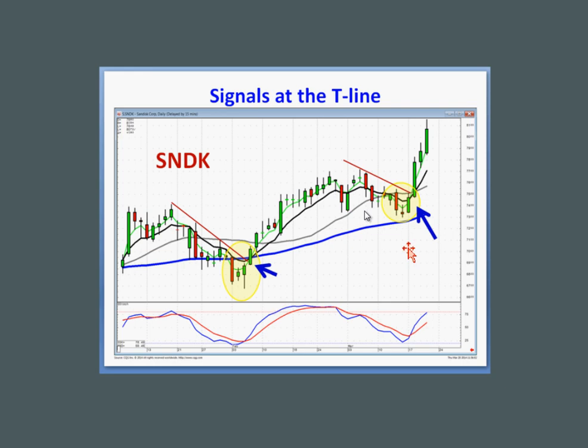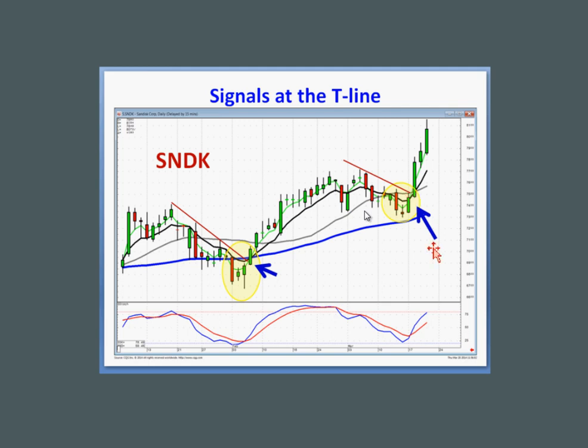Doesn't matter what type of chart setup you have. SanDisk broke this downtrending channel. Bullish Harami confirmed, close above the T-line. How long do we stay long? Until we see a sell signal and a close back below the T-line. If we're buying back in, Morningstar signal, what do we need to see the next day to confirm the Morningstar signal? We pretty much want to see that their buying is coming in.